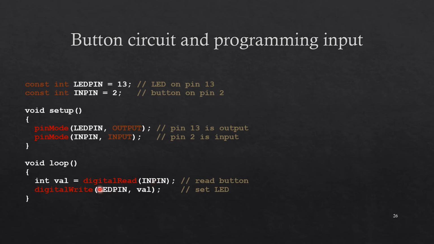And we are setting the LED in that pin using the digitalWrite. We are writing to that pin, and here we are writing the value that we have read from the button. So this means that first it will read the button. If it's high, then it will write to the LED high, which means it will turn it on. If the button is low or it's not pressed, this means that the LED will turn off.